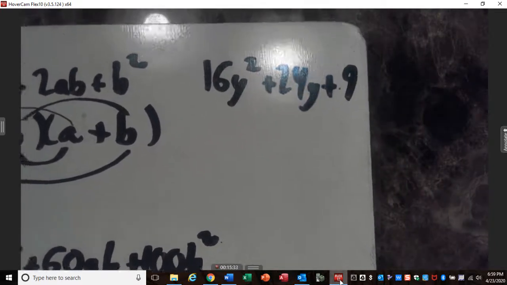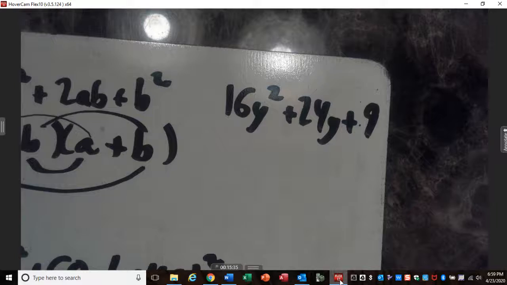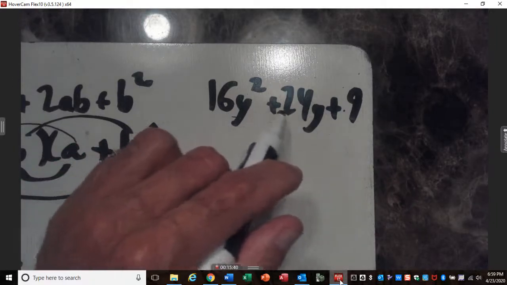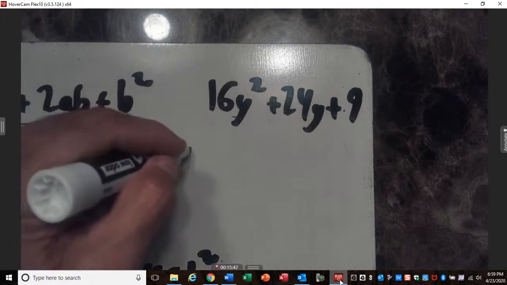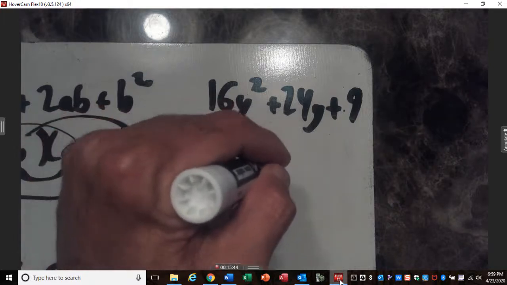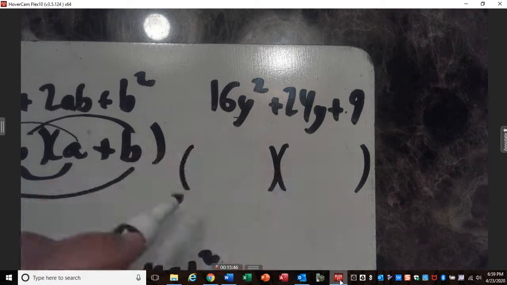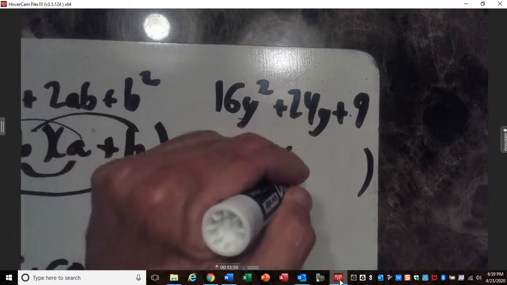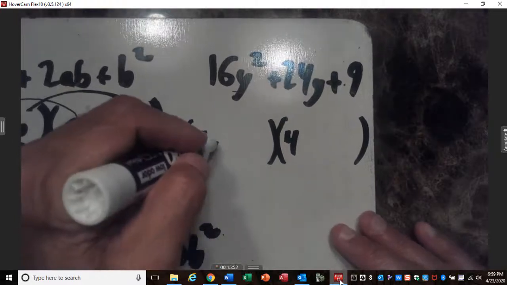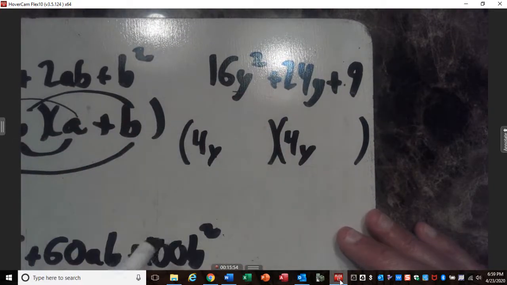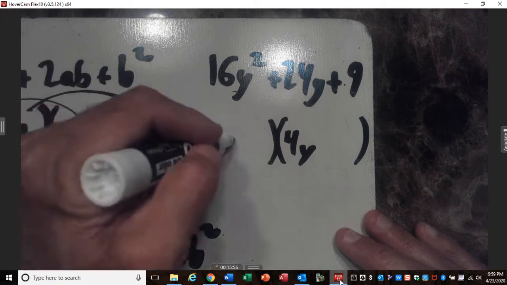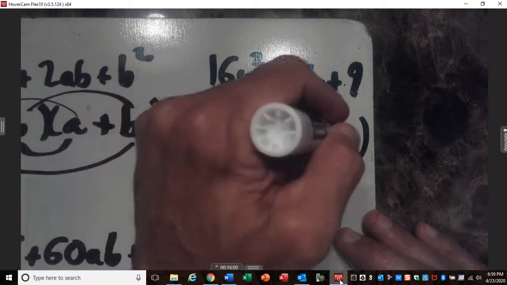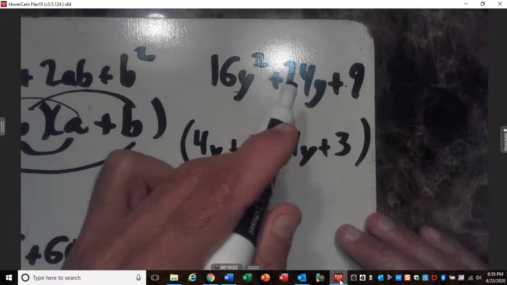All right, let's look at this one. Here's the question: is the first term a perfect square? Yes. Is the last term a perfect square? 24 is not. It doesn't have to be. So now what you do is open two sets of parentheses. Okay, 16. The square root of 16 is 4. So 4y and 4y. Everything is positive here, so plus and plus. And the square root of 9 is 3. And we're done.